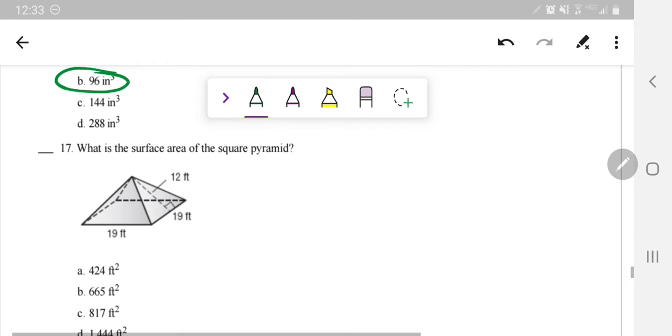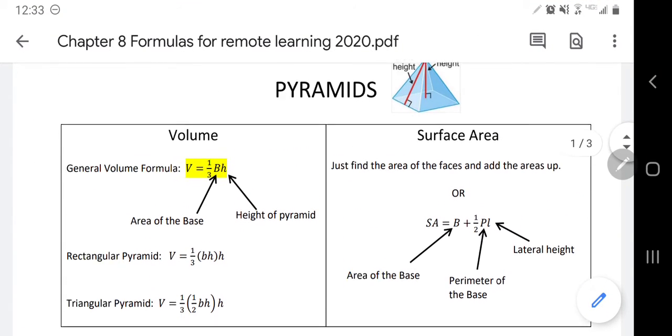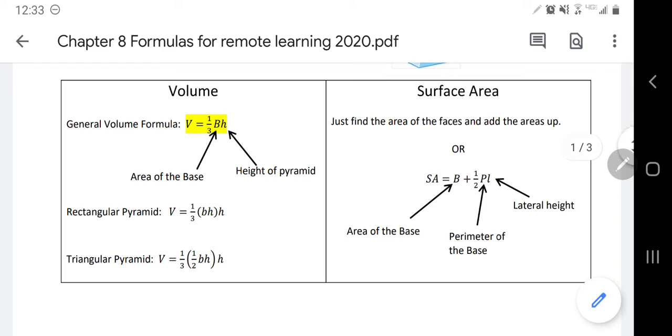Number 17, getting to the end here. What is the surface area of the square pyramid? So now we're looking for pyramids again. I'm still in the pyramid section. I'm going to surface area. I got to use this formula. This is the one that always trips me up.